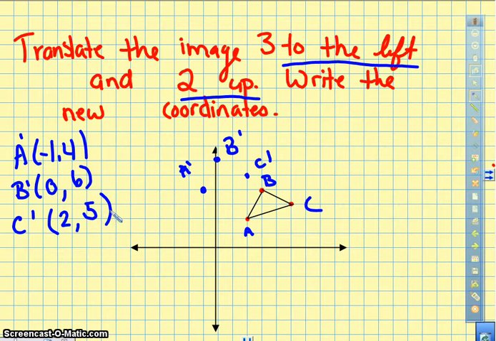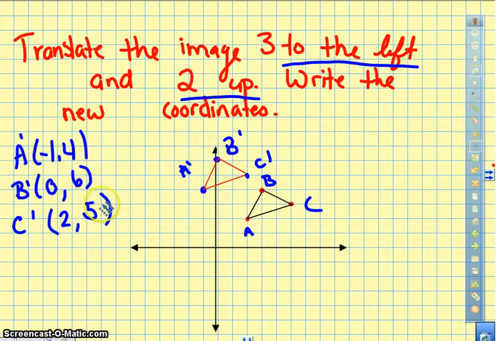Okay, we're going to connect our dots, and the reason we connect our dots is to make sure that our translation actually looks like a translation. So the triangle's in the same position, which it is. It's the same size, and all I've done is just move it to a different spot. Okay, so it looks like a correct translation.